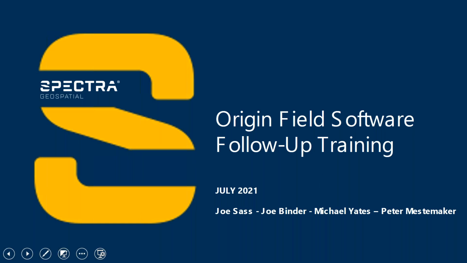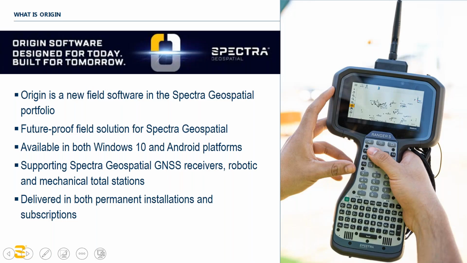Thanks, Mike. Hello, everybody. Welcome to the webinar this morning. Origin is a new field software solution available from Spectra Geospatial. It's available on both the Windows 10 and Android platforms, which provides you with a future-proof solution. It supports Spectra GNSS receivers, robotic and mechanical total stations, and is available as both a permanent or as a subscription license. Now I'd like to turn it over to our evangelist, Mr. Joe Sass.